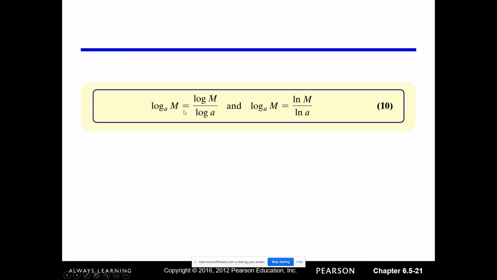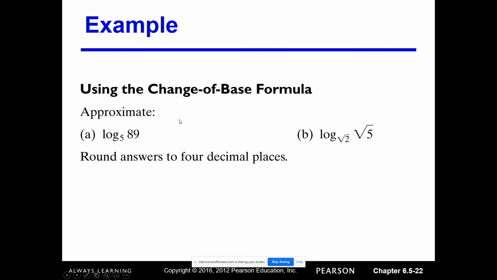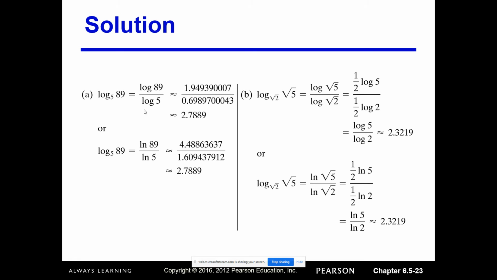That's basically saying the same thing. We can use common log or natural log to evaluate any log when the base is not natural e or 10. So let's look at an example: log base 5 of 89. We use the change of base formula and then round the answer to 4 decimals. So log base 5 of 89, we can redo as common log, log 89 divided by log 5. Let's look at the next slide.